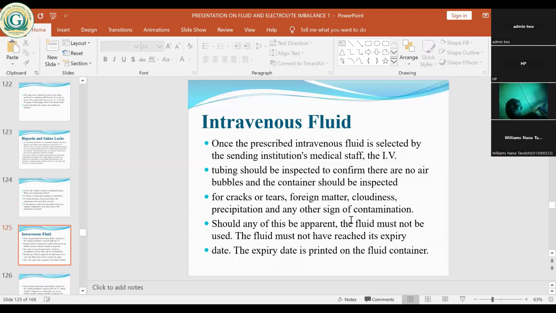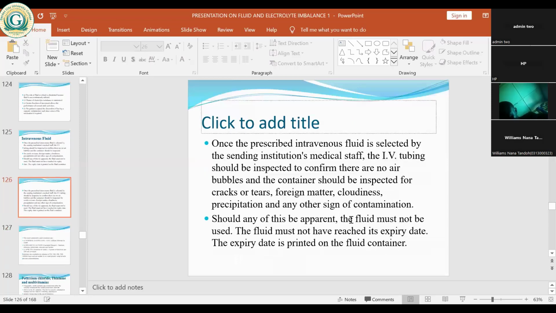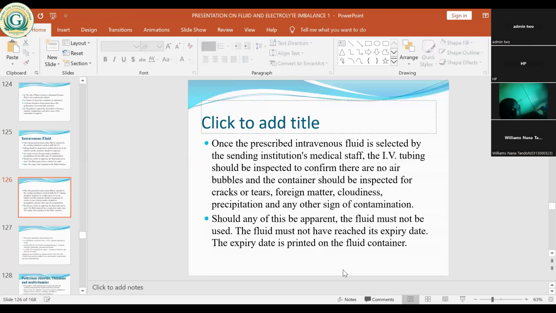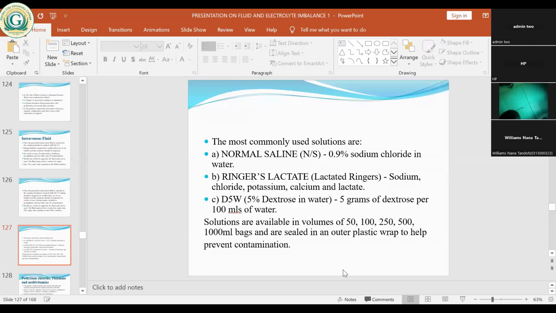When you are looking for the expiry date on an infusion bag, please just look at it. It is printed on the fluid container, sometimes at the top or at the bottom part. So you can go and look for it. If it is close to the expiry date or is due, don't use it.